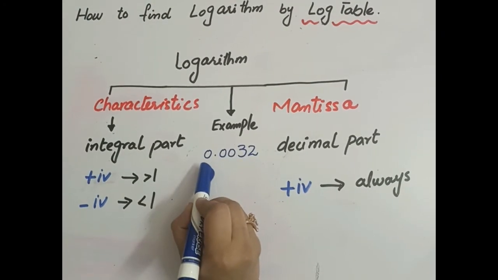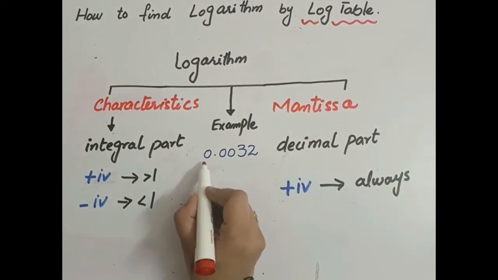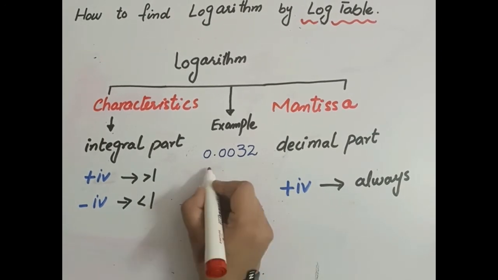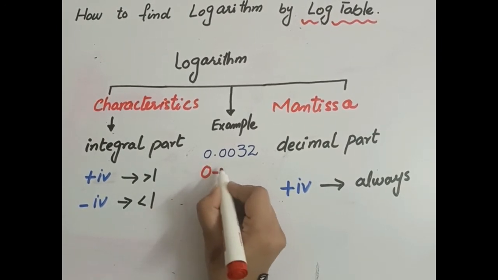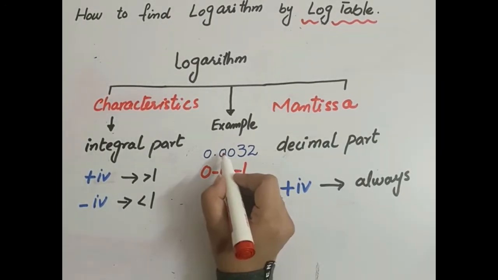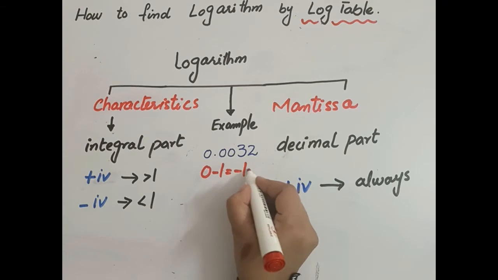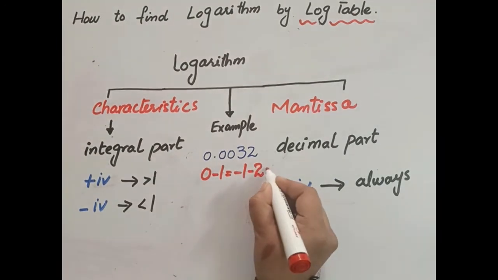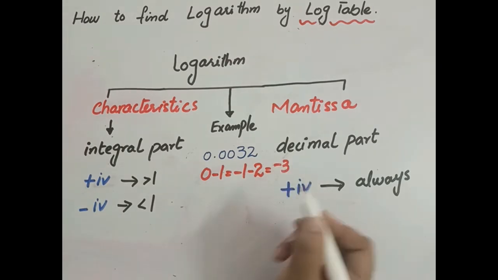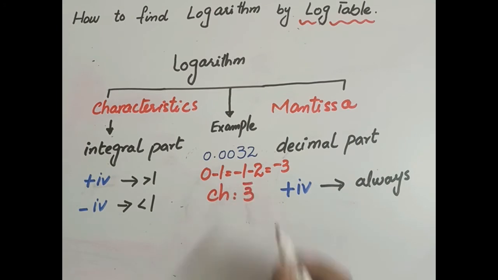If we have this example, that is 0.0032. Here you see that there are no digits in the integral part, so it means we have 0 and we have to subtract 1 from it, so we have -1. But here there is a twist: the digits are not starting right after the point. They are starting after 2 zeros. Here 2 zeros are there, so I have to subtract 2 from it as well. So it will be -3. Hence the characteristic of this number will be 3 bar.